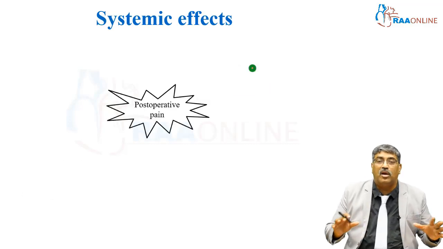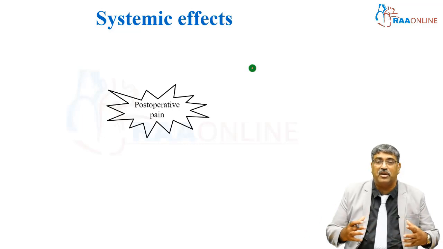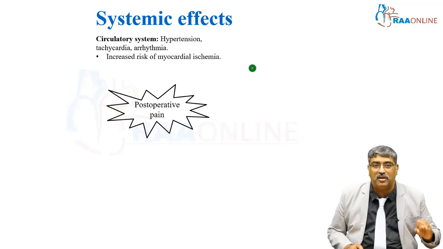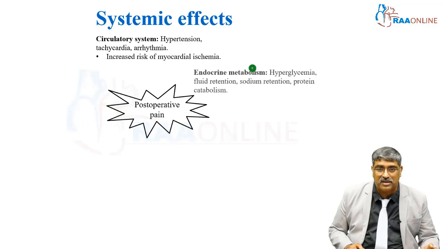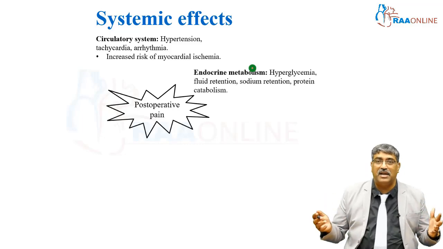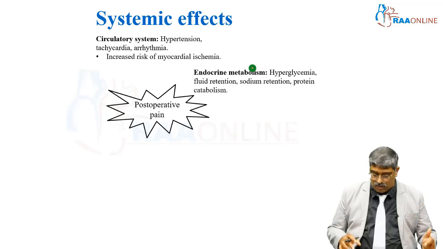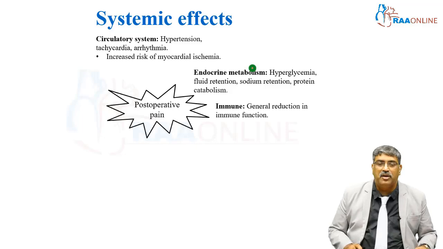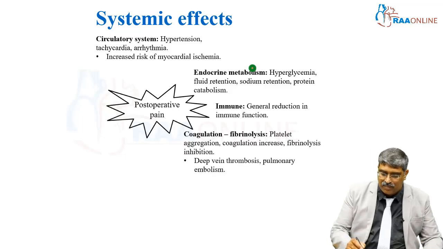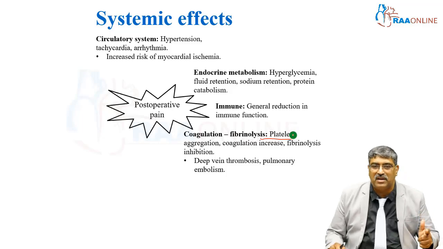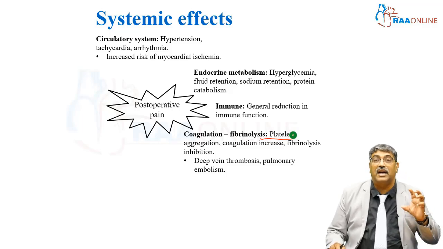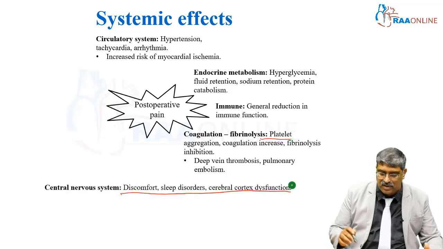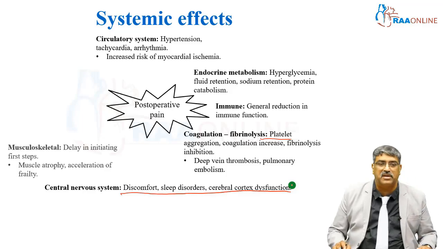So overall, what are the systemic effects? To sum up the systemic effects of post-operative cardiac surgical pain, there can be hypertension, tachycardia, arrhythmia, which can increase the risk of myocardial ischemia. In endocrine, there can be hyperglycemia, fluid retention, sodium retention, protein catabolism. With the immune system, there is going to be a general reduction in immune function. Coagulation, there can be platelet aggregation, coagulation increase, fibrinolysis inhibition, which can lead to deep vein thrombosis and pulmonary embolism.